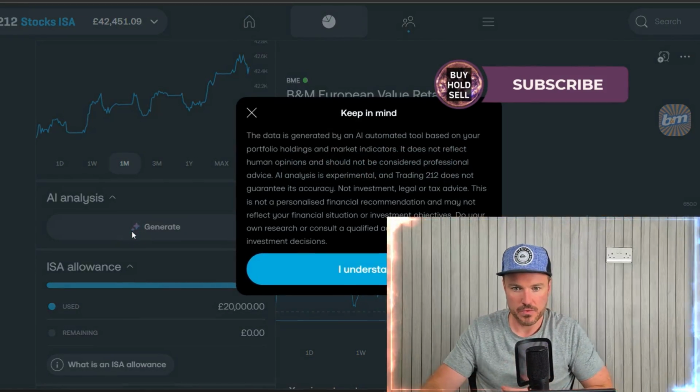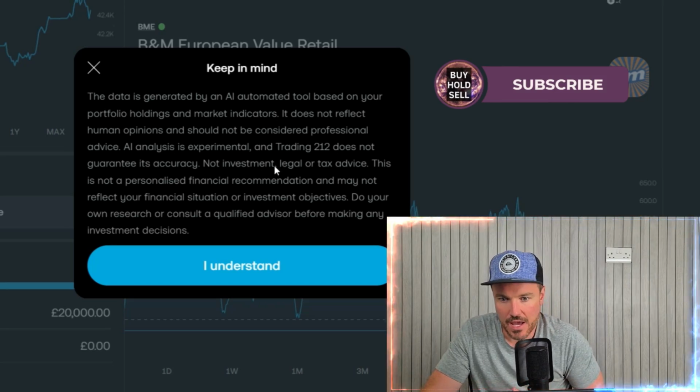So we're going to hit generate. It comes up saying the data is generated by AI, blah, blah, blah, blah, blah. Pretty much saying don't take any accountability.